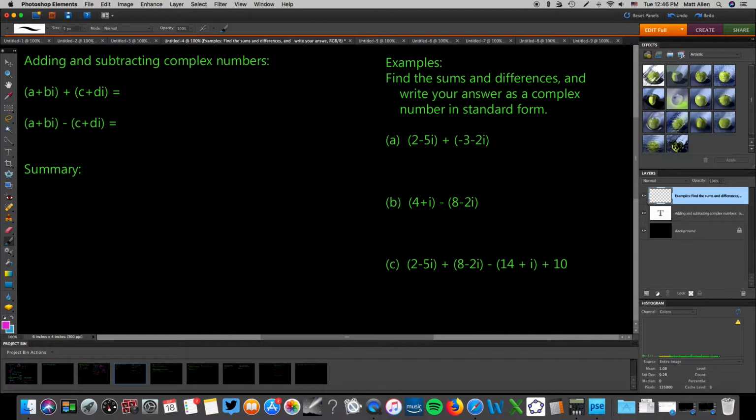Okay guys, in our last couple of videos we've been exploring complex numbers. In these next few videos we're going to be looking at operations with complex numbers. And so, just like you might suspect, if you take a real number and you add it with a real number, you get a real number.